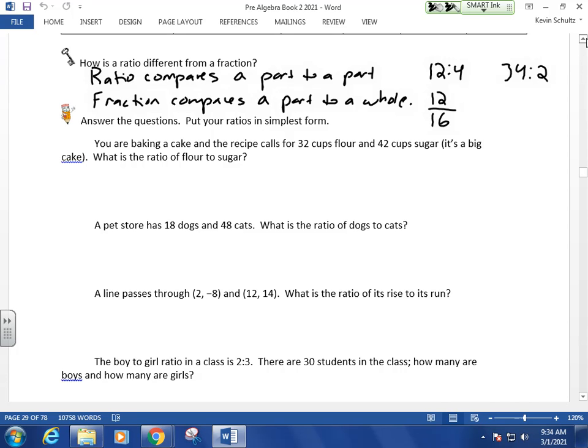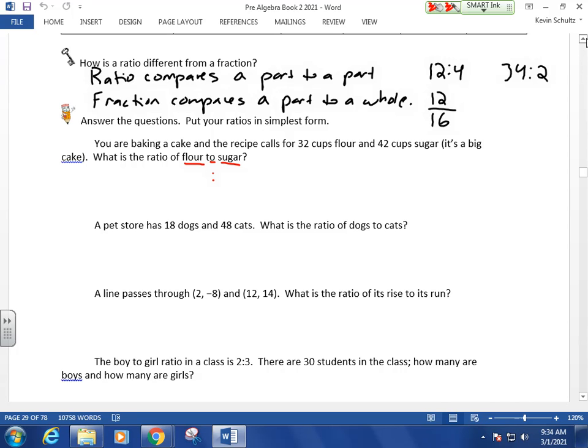Let's go into some real life situations here. You are baking a cake and the recipe calls for 32 cups flour and 42 cups sugar. It's a big cake. What is the ratio of flour to sugar? In a previous objective, we've talked about little words or phrases like "varies directly." The word "per" is important when writing an equation. With ratios, you're looking for that too, right? Because that tells us what we're comparing. We're comparing flour to sugar, and that "to" represents our colon.